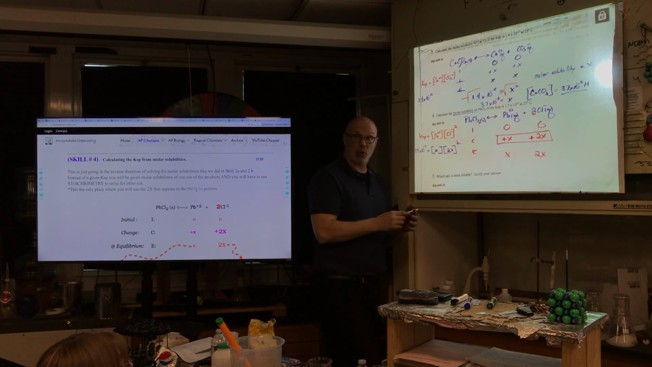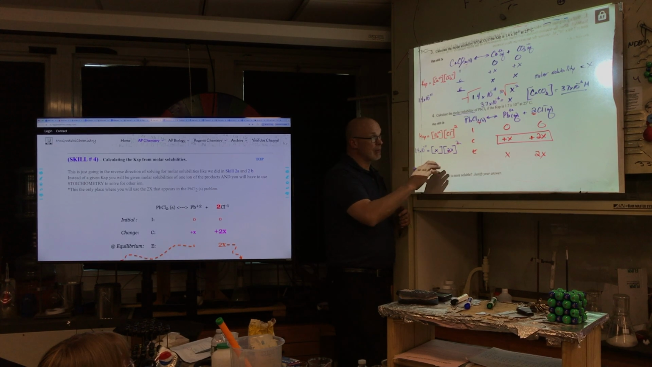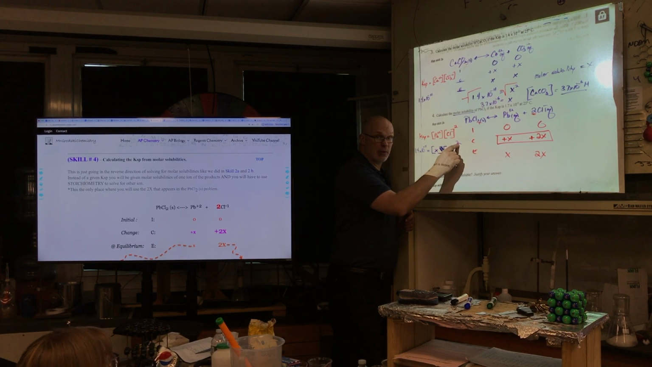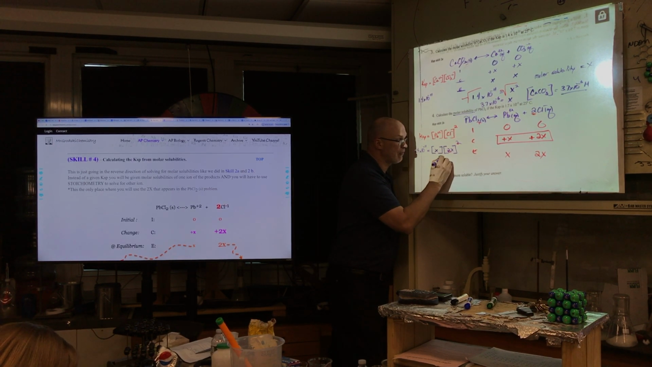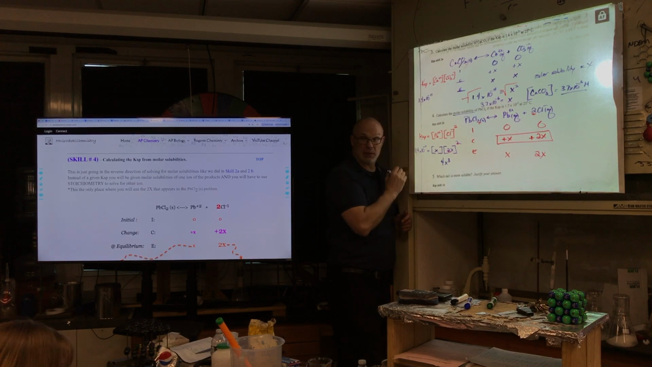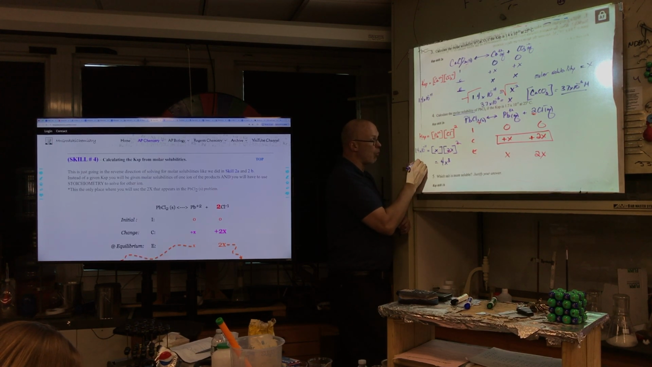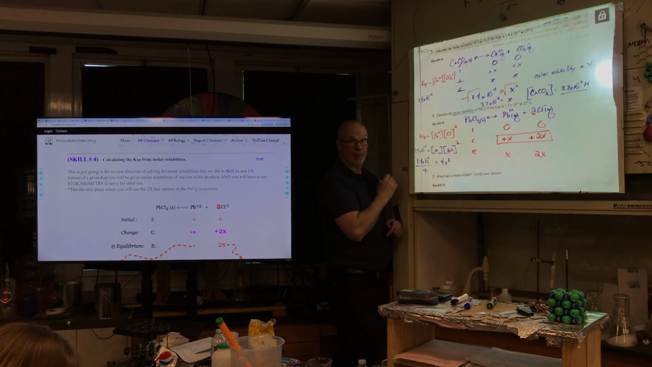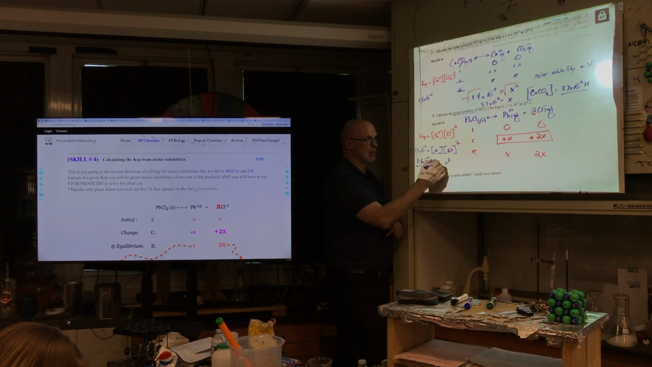All right. Any case, real quickly, how do we clean this up? This becomes 4x squared, times x, this becomes 4x cubed. This equals 1.4 times 10 to negative 11. I'm going to divide by 4. How do I get rid of the cubed? Baby root. I'm going to cube root it.